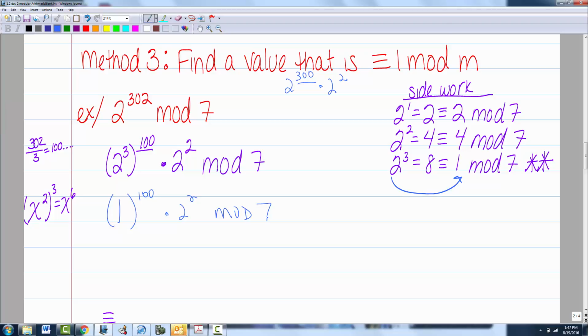Now, what's 1 to the 100th? 1. What's 1 times 2 squared? 4. This is 4 mod 7.